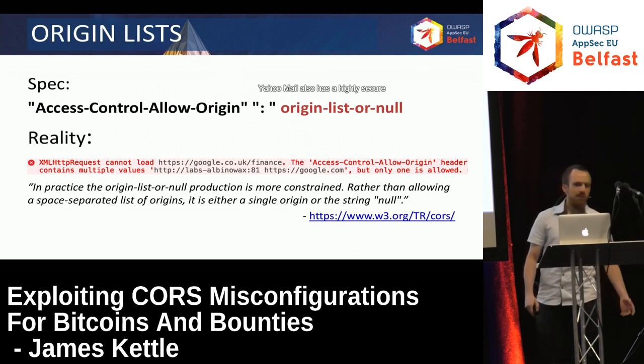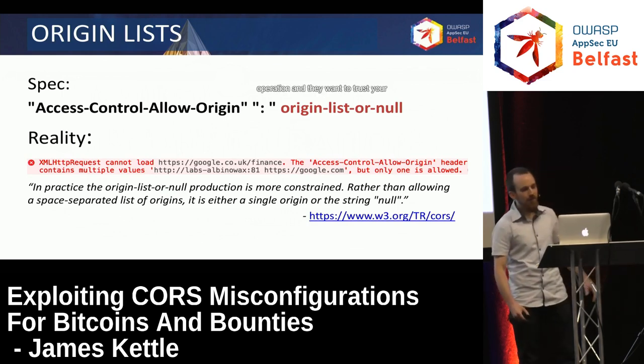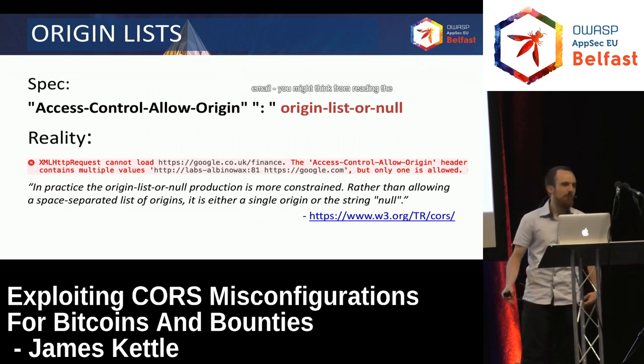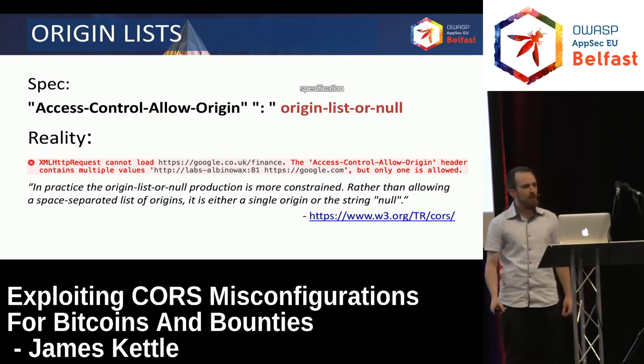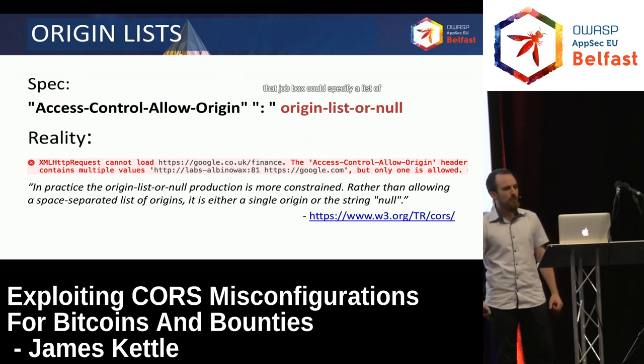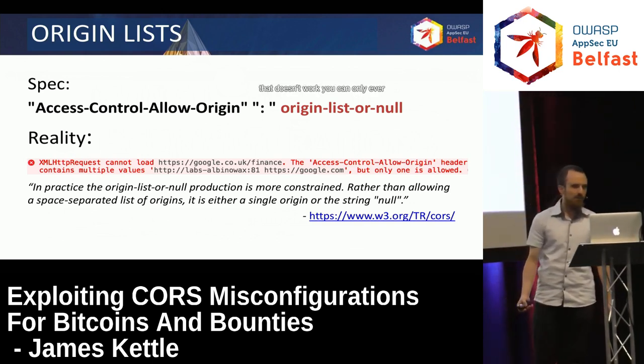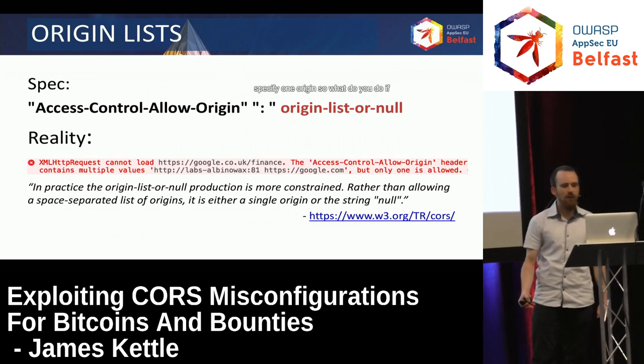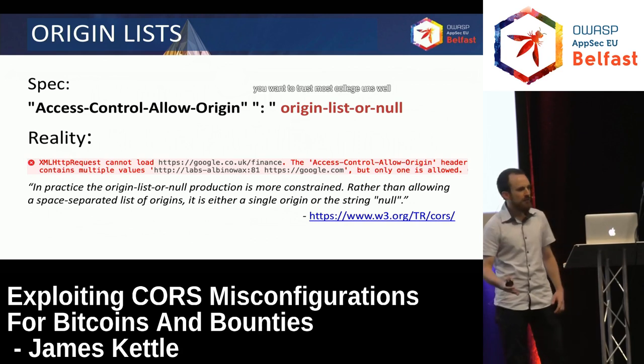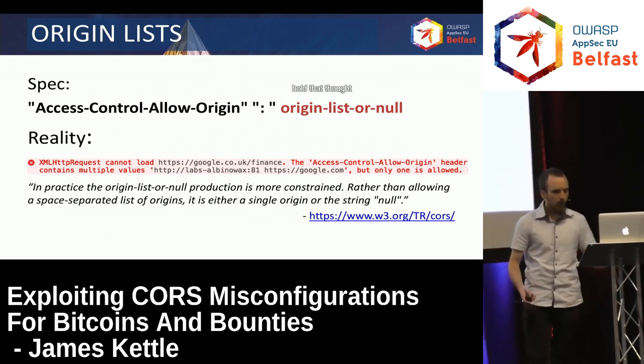But what if Dropbox decide that Yahoo Mail also has a highly secure operation, and they want to trust Yahoo Mail too? You might think, from reading the specification, that Dropbox could specify a list of origins which they trust. But in practice, that doesn't work. You can only ever specify one origin. So what do you do if you want to trust multiple origins? Well, hold that thought.